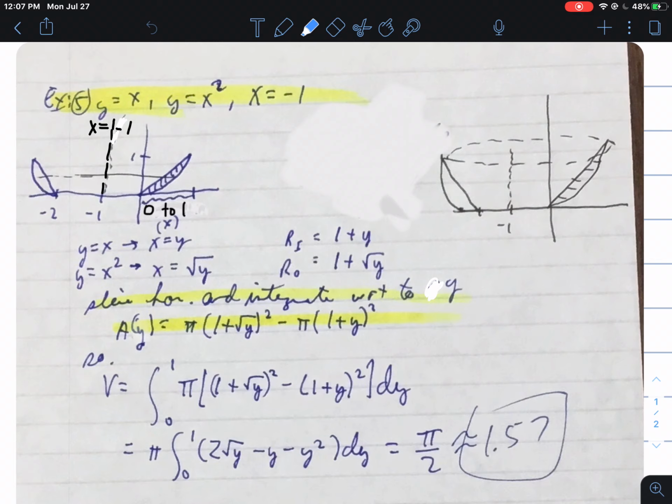Right. So here's the line x equals -1. So it's a vertical line that we are rotating around this time, right? And so we're rotating it this way.